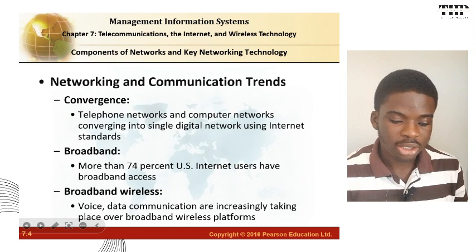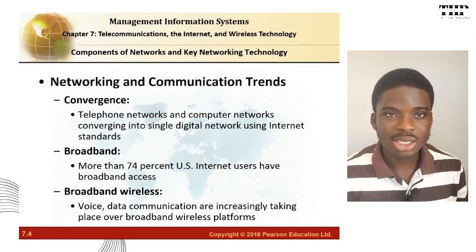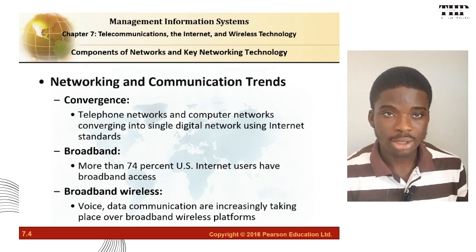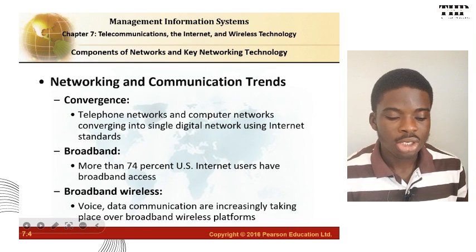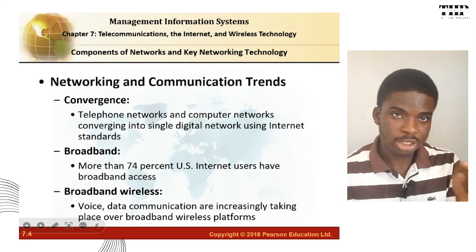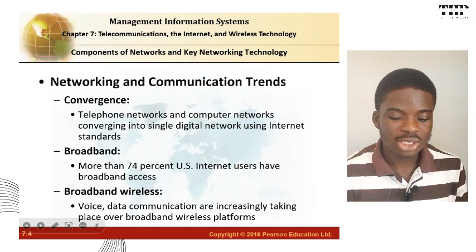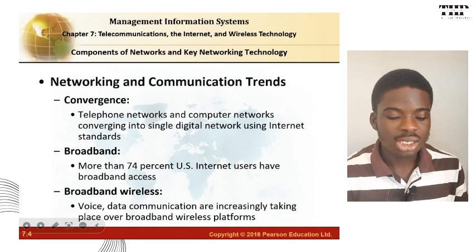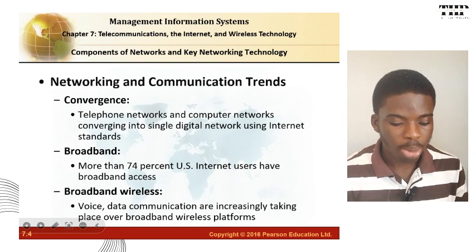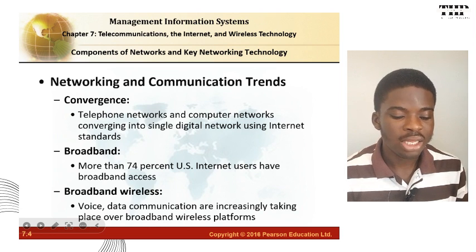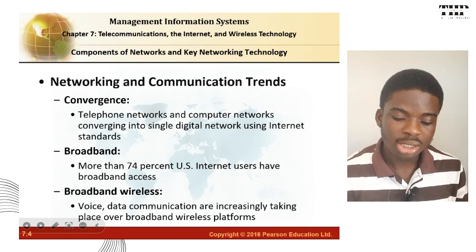The other trend you have there is broadband. It says that more than 74% of US internet users have broadband access, right? Broadband is simply a means of connecting to the internet, right? You have broadband, and there's broadband wireless. So we can guess that broadband has to do with wires. Then broadband wireless is what? Voice and data communication are increasingly taking place over broadband wireless platforms. Right, so the broadband wireless is actually speaking to the fact that broadband wireless platforms are being taken over by voice and data communication.